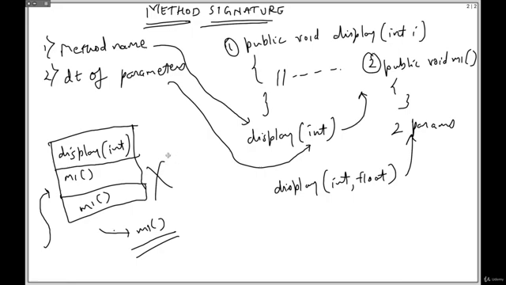Now one point to be noted over here is that the method signature doesn't have the return type of the method. So return type is not a part of the method signature. If you have two methods with different return types, the signature for both will be the same, and hence they both can't be in the same class.